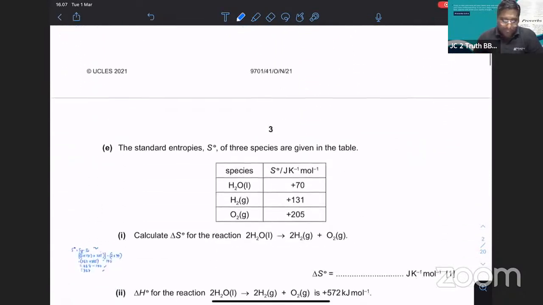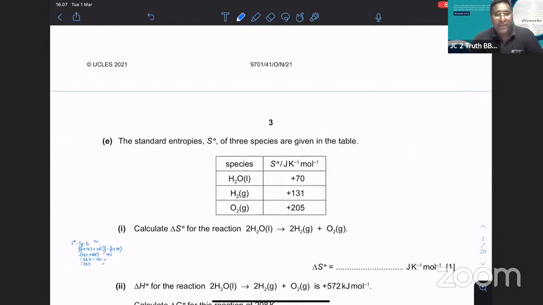Now the next is, you have the standard entropies of the three species given in the table. They have given you this equation, and then they are asking you to calculate the entropy change. If you want to calculate the entropy change, it is supposed to be the total entropy of the product minus the total entropy of the reactant. So you just need to calculate that.